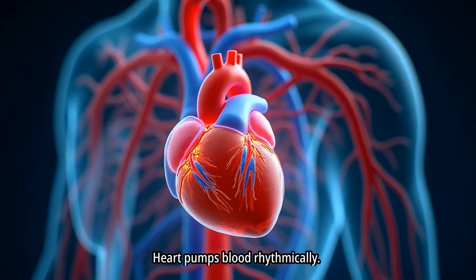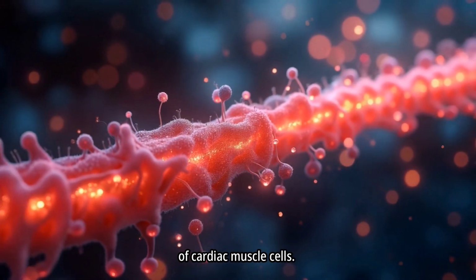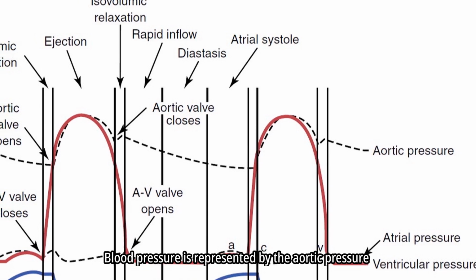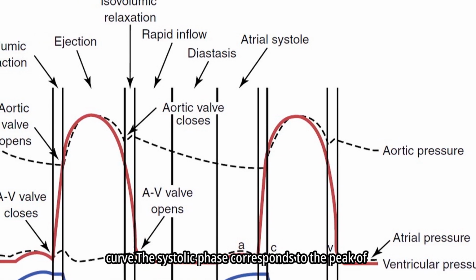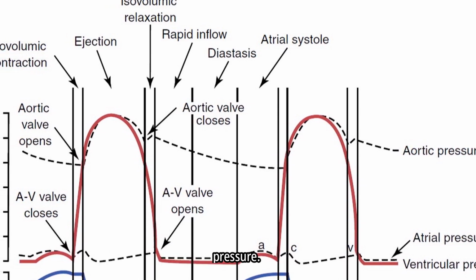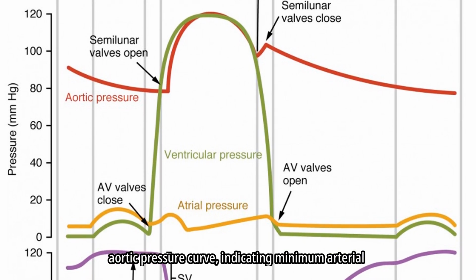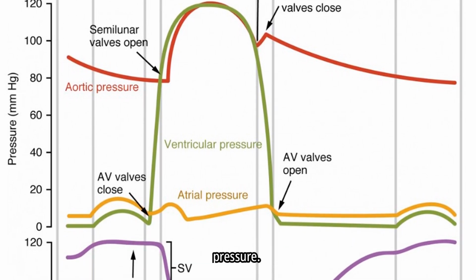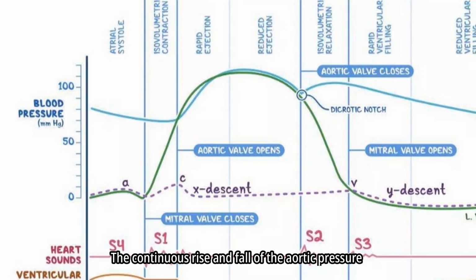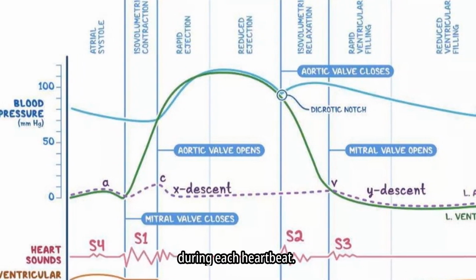Heart pumps blood rhythmically. This contraction is facilitated by the coordinated action of cardiac muscle cells. Blood pressure is represented by the aortic pressure curve. The systolic phase corresponds to the peak of the aortic pressure curve, indicating maximum arterial pressure. The diastolic phase corresponds to the trough of the aortic pressure curve, indicating minimum arterial pressure. The continuous rise and fall of the aortic pressure curve reflects the cyclical nature of blood pressure during each heartbeat.